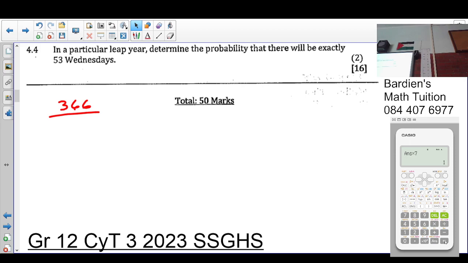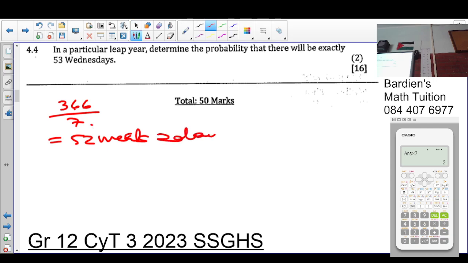However, in a leap year, 366 divided by 7 gives you 52 full weeks. And how many days would that be? Minus 52 times 7 gives me 2 days. 52 weeks and 2 days, which means to say there's 2 days extra.